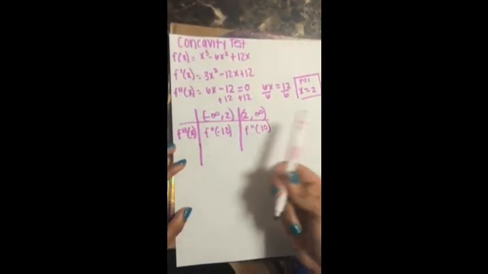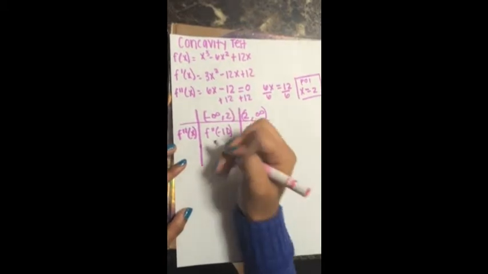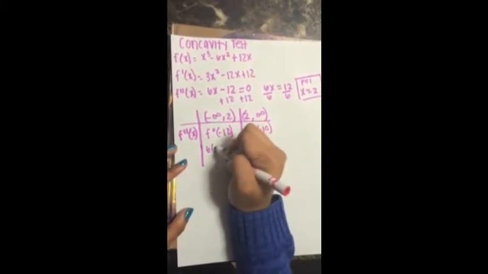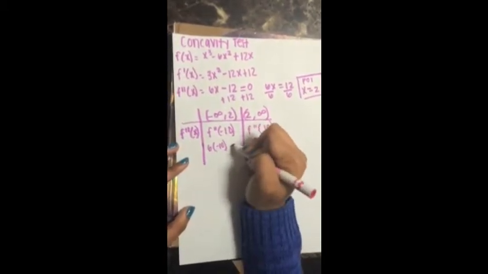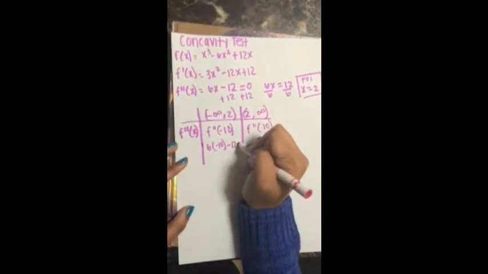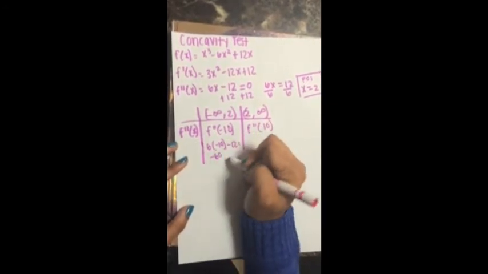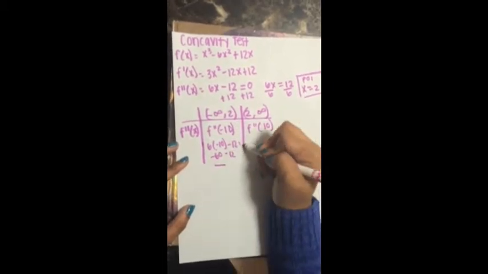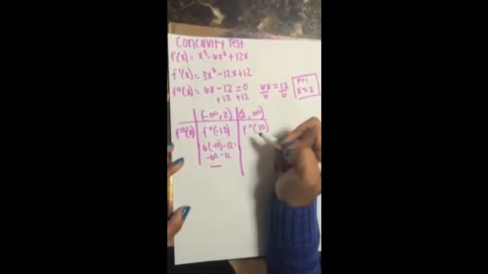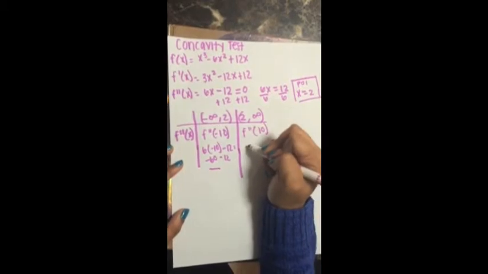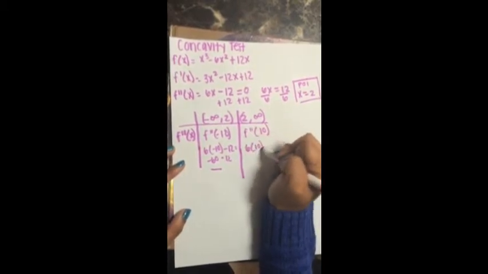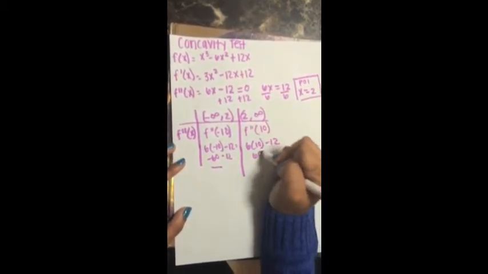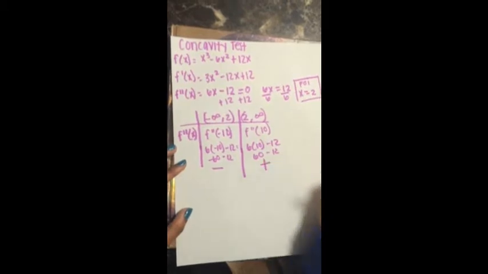So if you plug into the second derivative, which is 6x minus 12, you would plug in 6 times negative 10 minus 12. And we would get a negative number. And if I plug in a positive 10, we'd get 6 times 10 minus 12, which would be 60 minus 12, which is a positive number.